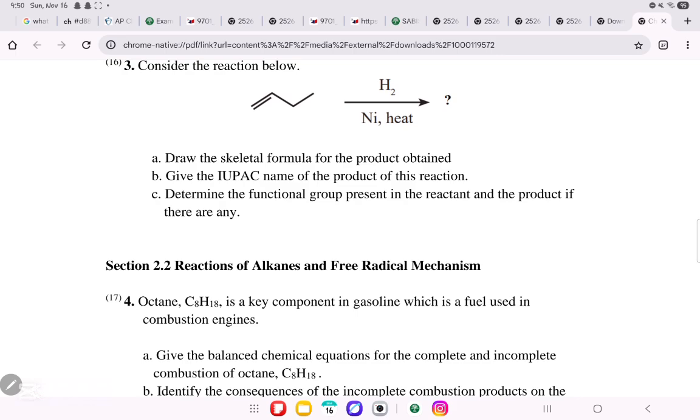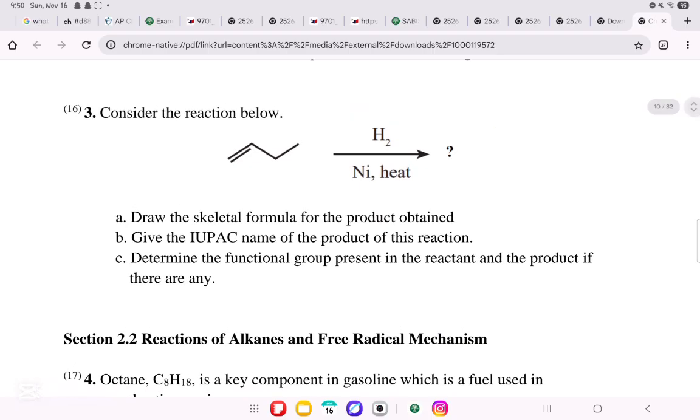What does it say in question number 3? Draw the skeletal formula for the product obtained. What's happening in this reaction here? We have an alkene over here. What's happening to this alkene? This alkene is C.